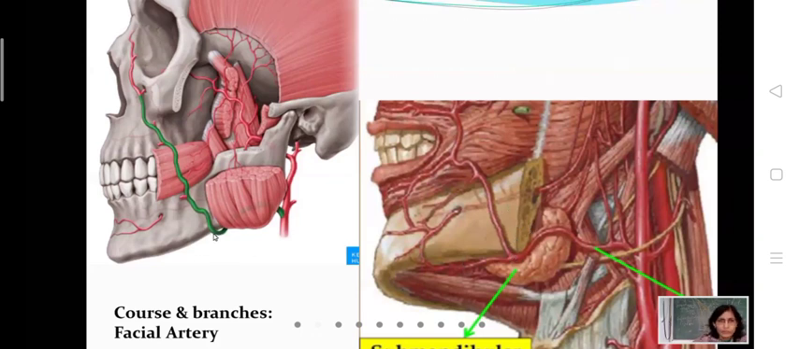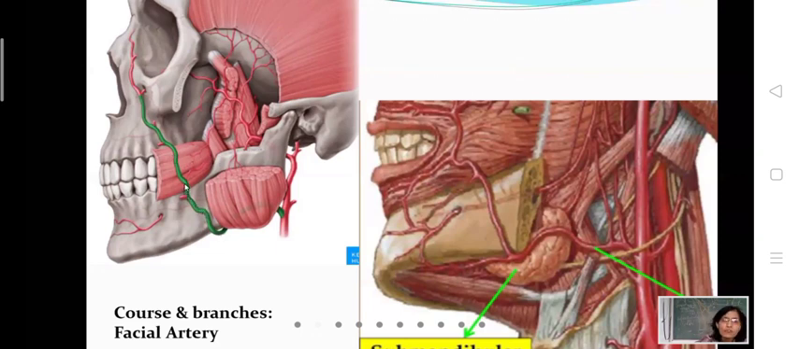Now come to this picture. Here, this is the masseter. Okay, it winds round the submandibular gland, which is behind, not seen here. Then it winds round the lower border of the mandible, just anteroinferior to the masseter muscle. Now it has entered the face, and you could also notice one thing, that it is tortuous. So the facial artery is tortuous in the face.